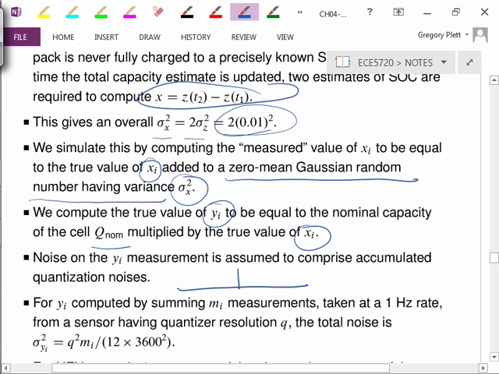Now, quantization error can be very well modeled as a uniform random variable between minus q over 2 and q over 2, where q is the quantum width of your measurement system. And for a uniform random variable between minus q over 2 and q over 2, the variance turns out to be q squared over 12. You can look that up probably in a textbook or figure it out by integrating the uniform distribution. Now that's for one measurement.